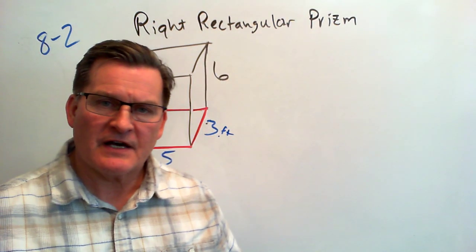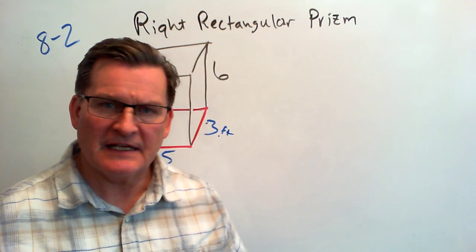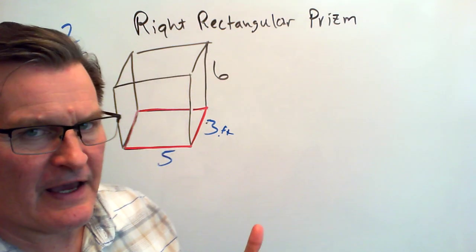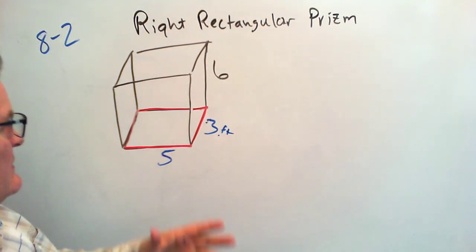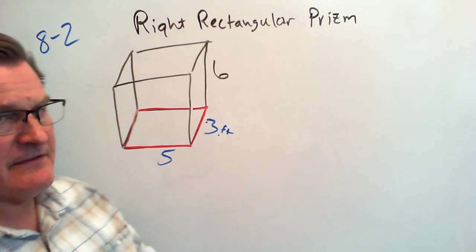Alright, this video covers content for Applied Geometry Lesson 8-2. We're going to find the volume of a right rectangular prism. In this brief lesson, this will be quick, because it's not that difficult.